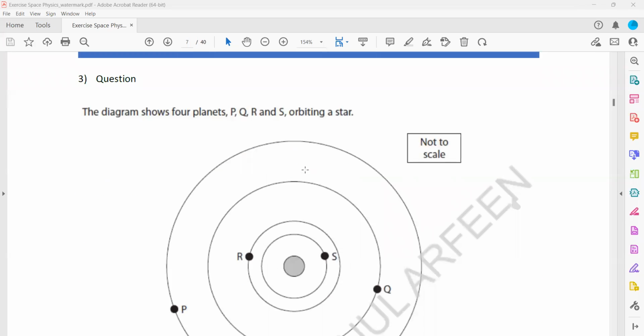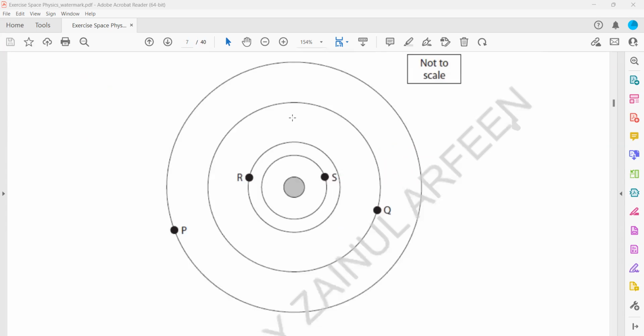The diagram shows four planets P, Q, R, and S, which are orbiting a star. As the moon gets away from us, the tidal energy also decreases. Like the tides, the pattern of the tides also changes. The diagram shows four planets P, Q, R, and S which are orbiting the star.